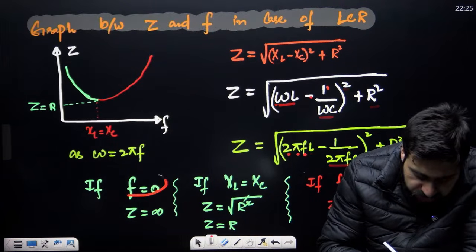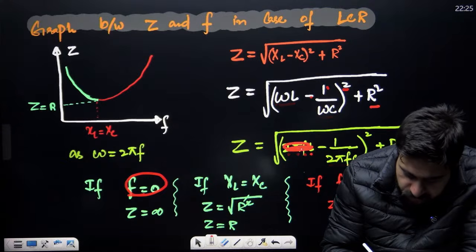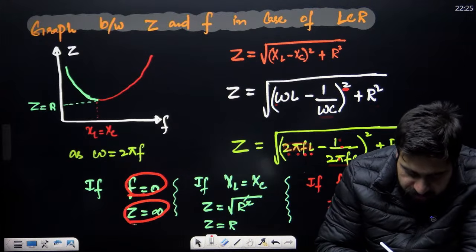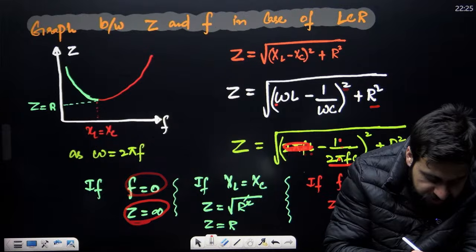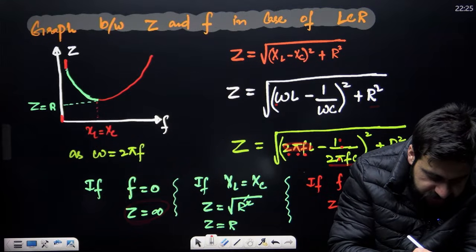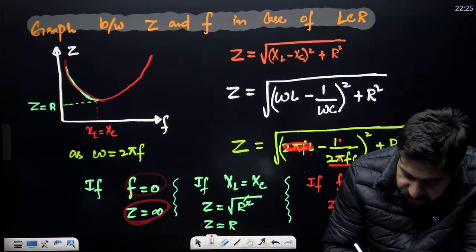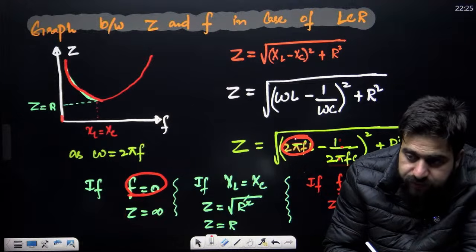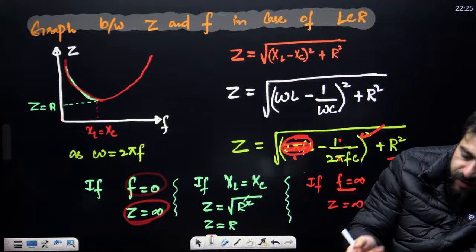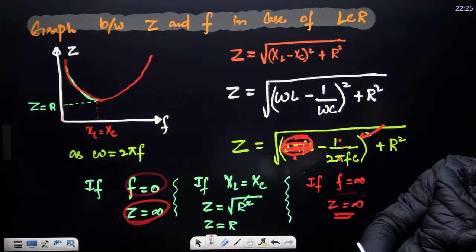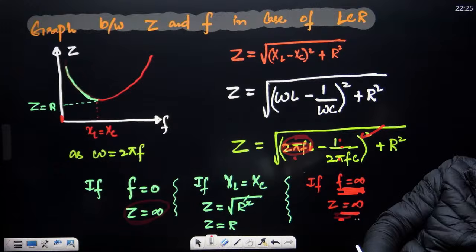Now, if you keep frequency 0, this term will become 1 by 0, which becomes infinity. So Z will come out to be infinity. So when frequency is 0, Z is infinity. And when you keep frequency infinity, this term will become infinity, and infinity whole square is infinity. So I would say Z will become infinity in that case. If frequency is infinity, Z is infinity.